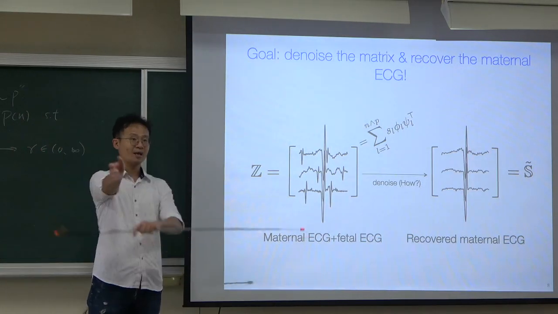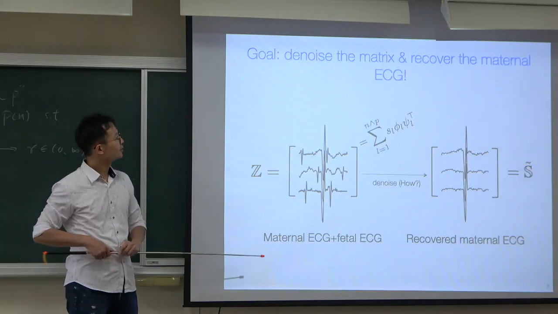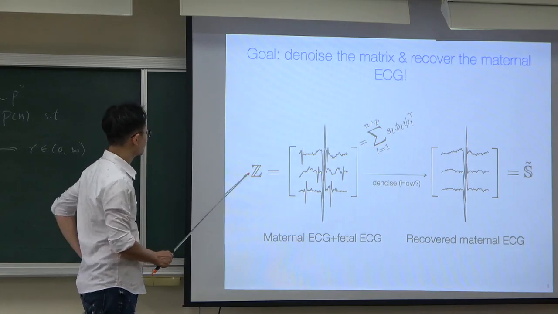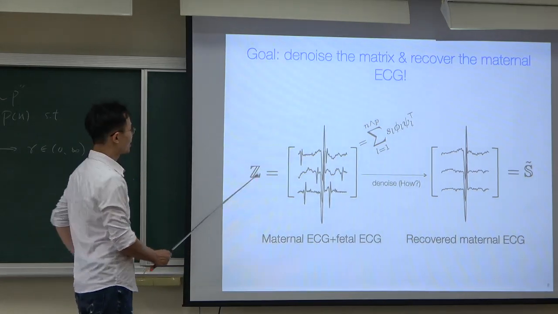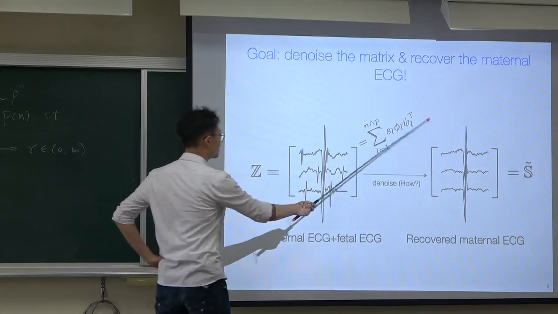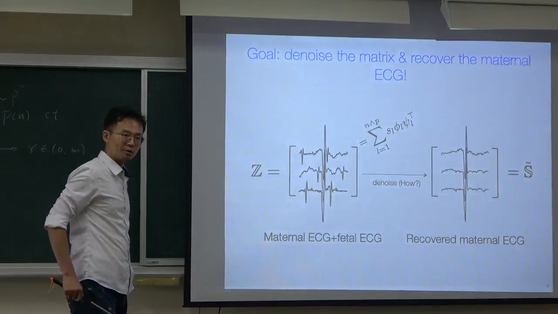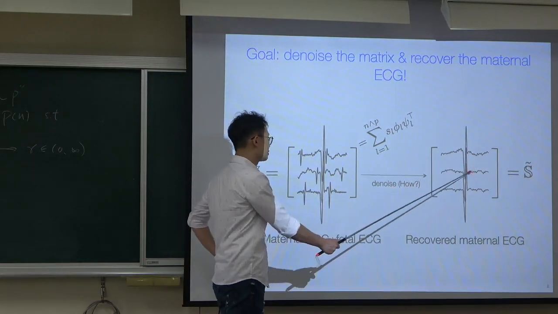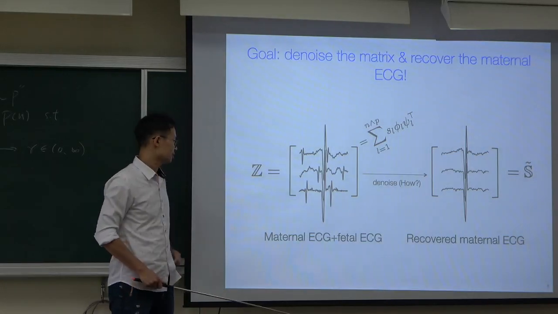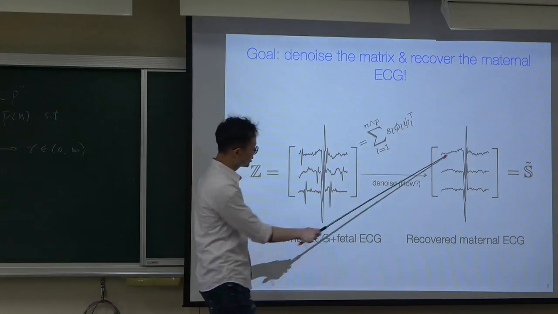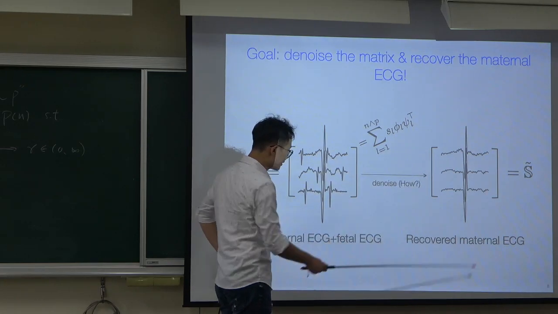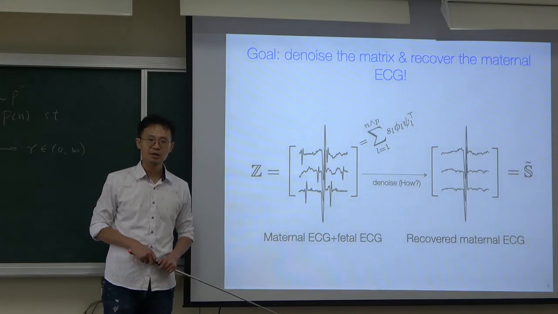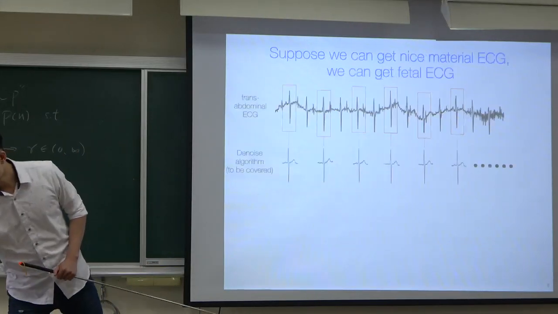So what is the goal? I have told you a lot about the motivation and the model. So what do we want to do? I give you a noisy data Z, and I have told you it has a singular value decomposition. And what we want is, from this singular value decomposition, can we do some denoising? That is the matrix denoise. And maybe after this denoise, there will be a very nice recovery of the maternal ECG. That will be the goal.